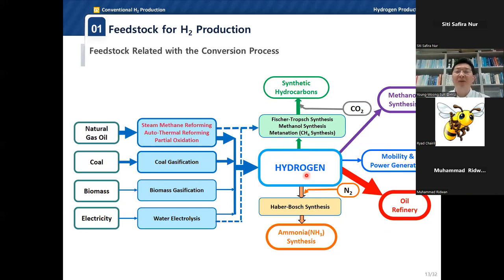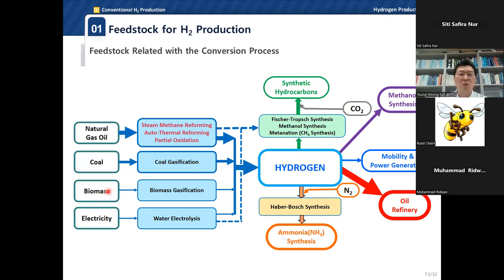So how to obtain the hydrogen? Go to the left-hand side. You can see the segments: steam methane reforming, autothermal reforming, and partial oxidation. Those reactions are effective for natural gas and oil, such as hydrocarbons. And the next one is coal gasification. Coal is a solid material. The solid material will react with steam to get syngas. Syngas is a mixture of carbon monoxide and hydrogen. So using gasification technology, coal can be changed to CO and hydrogen. That amount of hydrogen will go to the pure hydrogen part.